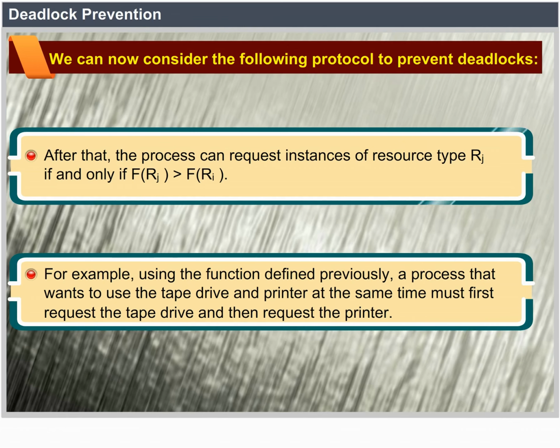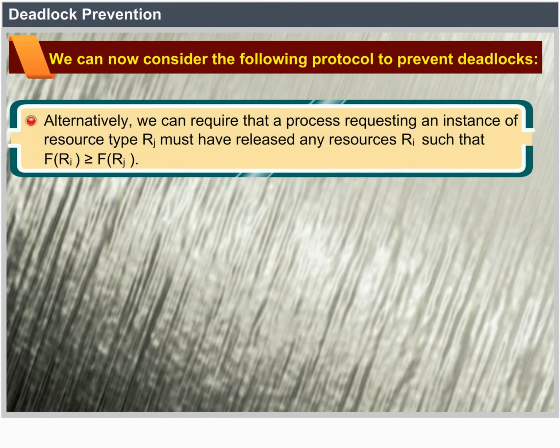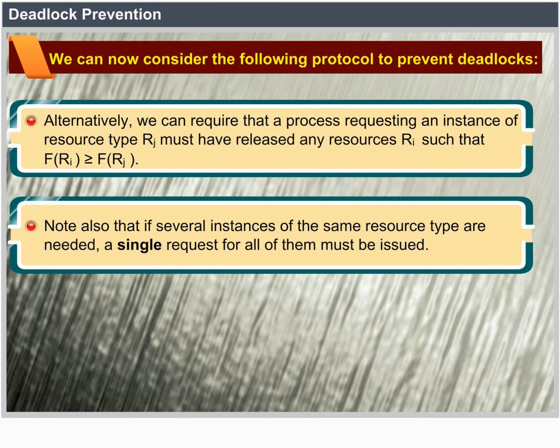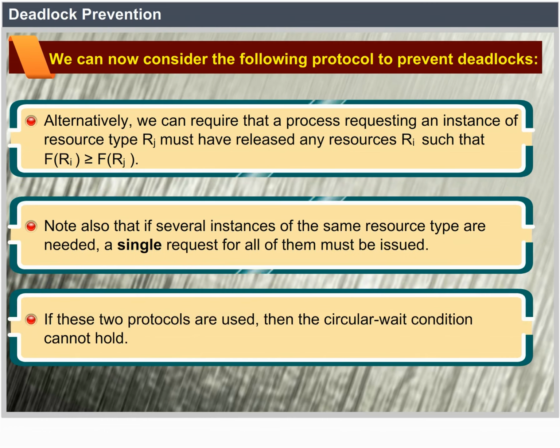Alternatively, we can require that a process requesting an instance of a resource type Rj must have released any resources Ri such that f(Ri) is equal to or greater than f(Rj). Note also that if several instances of the same resource type are needed, a single request for all of them must be issued. If these two protocols are used, then the circular wait condition cannot hold.